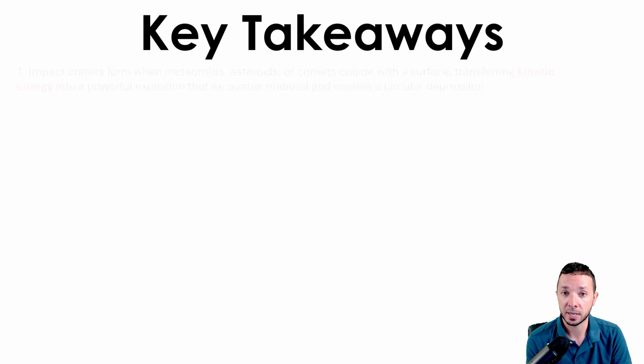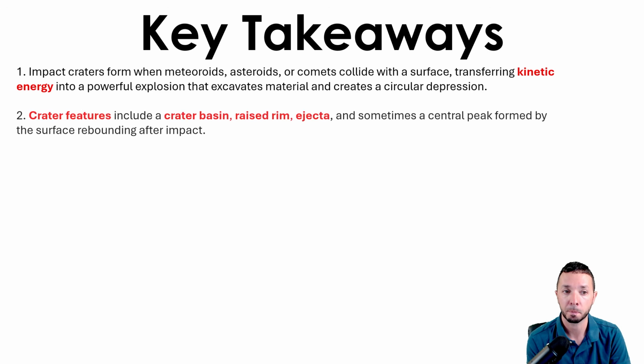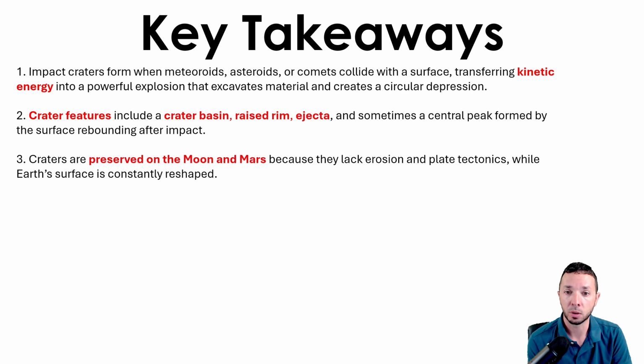So, key takeaways from today's lesson. Impact craters form when meteoroids, asteroids, or comets collide with the surface, transferring kinetic energy into a powerful explosion that excavates material and creates a circular depression. Crater features include the basin, the raised rim, the ejecta pattern, and sometimes a central peak formed by the surface rebounding effect after the impact. Craters are preserved on the Moon and Mars because they lack erosion and plate tectonics, while the Earth's surface is constantly reshaped. Now remember, sometimes we can find good crater evidence on Earth, but it's more likely to find it in an area that doesn't have an atmosphere. You're going to get a lot more information from there.